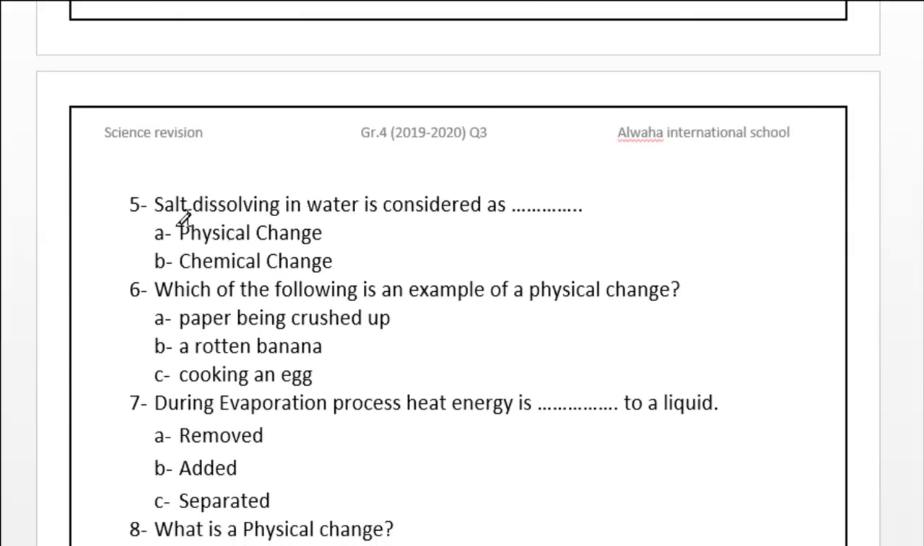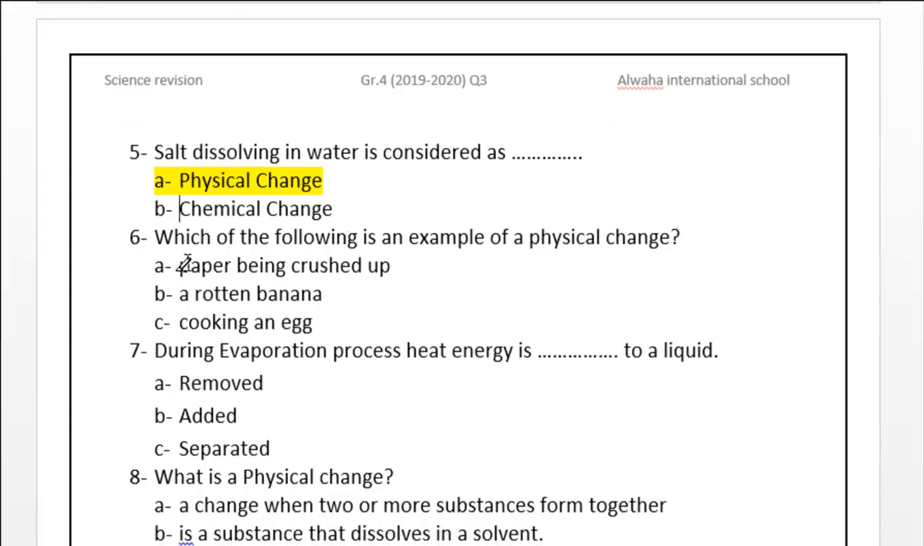Okay, number 5, salt dissolving in water is considered as a physical change. Formation of mixture and formation of solution is an example for physical change also. Which of the following is an example of a physical change? Paper being crushed up, rotten banana, or cooking an egg. Crushing up paper is a physical change, and folding paper is a physical change. Number 7, during evaporation process, heat energy is added to liquid. Evaporation needs heat energy, so it will be added.